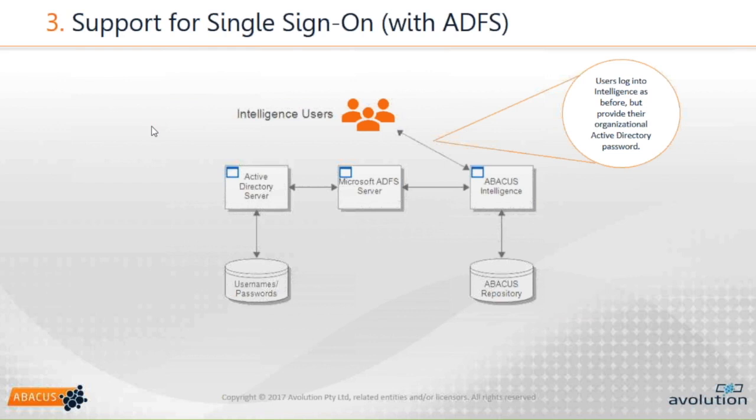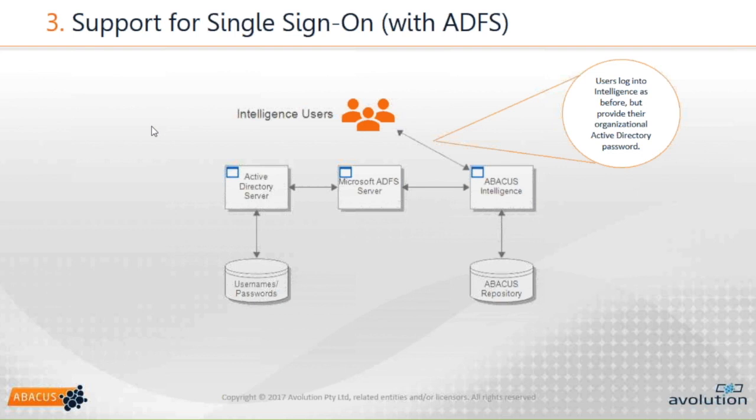Very similar to ABACUS Cloud, we now have the single sign-on capability for intelligence. The difference here is that you can host this on-premise, so it works fine either way. And what happens is users log into intelligence as before, but instead of providing their password to ABACUS, they provide it directly to their Active Directory or their third-party authentications environment.